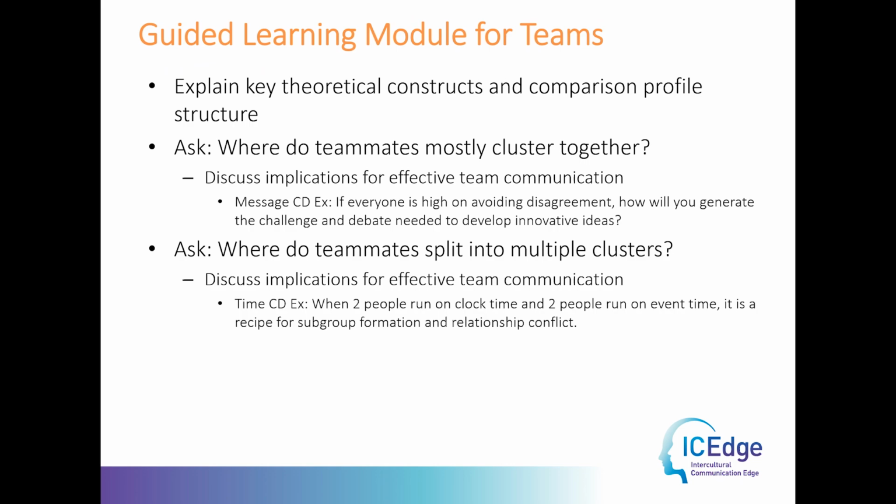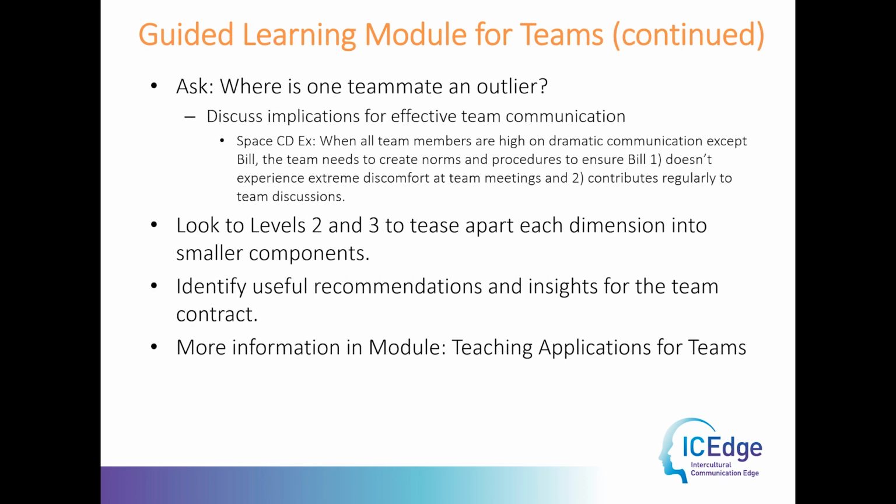Then I would ask, where do teammates split into multiple clusters? And again, discuss implications for effective team communication. So here what you're looking for is subgroups, right? So an example would be in time context dependence, if you have a team of 4 people, if 2 people run on clock time and 2 people run on event time, it's a recipe for subgroup formation and relationship conflict. So talking through with the team, allowing them to come up with ideas for how they're going to be able to manage that so it doesn't lead to conflict.